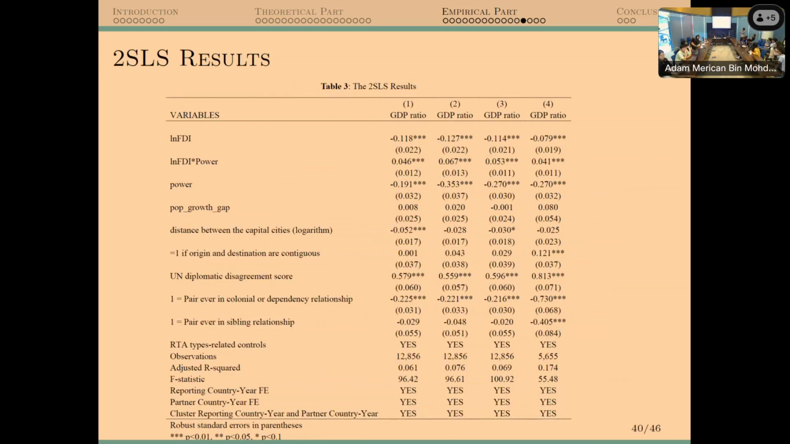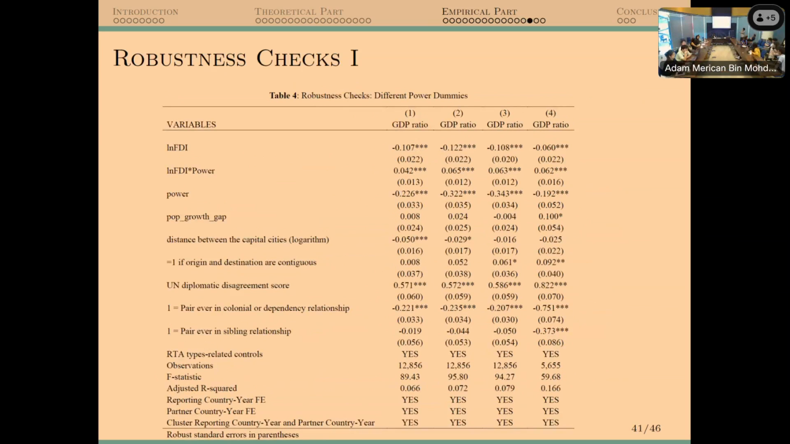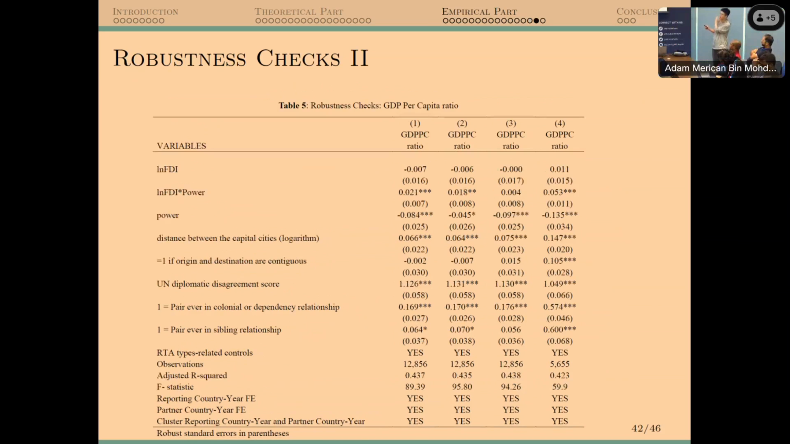We also conducted several robustness checks. Here we changed the dummy: previously we used the median as a cutoff, and now we change it to the mean value. The result is pretty much similar. We also changed the dependent variable to the GDP per capita ratio. Previously we used aggregated GDP; here we use the GDP per capita ratio.